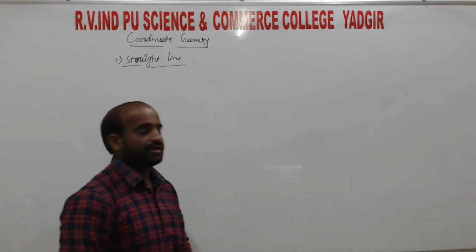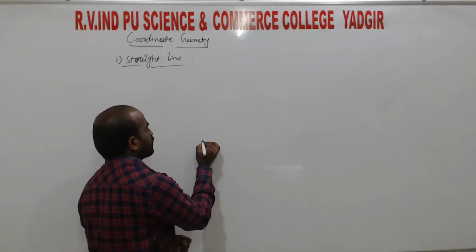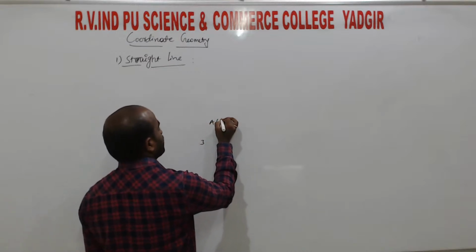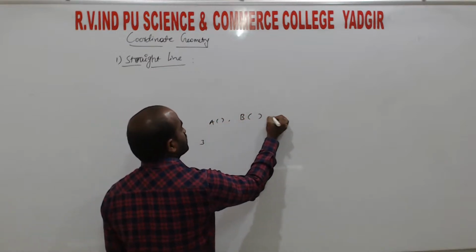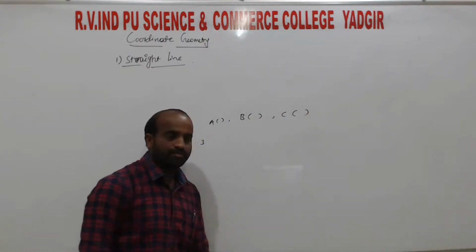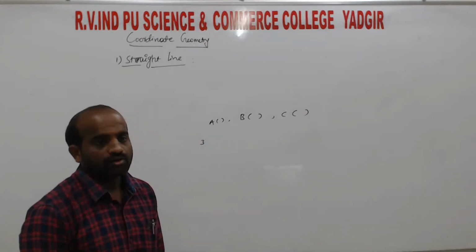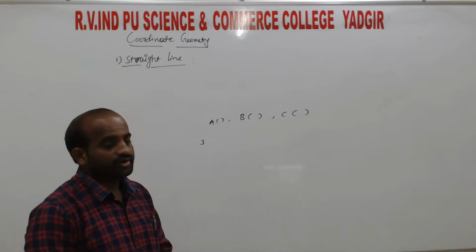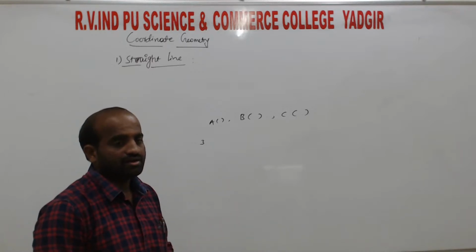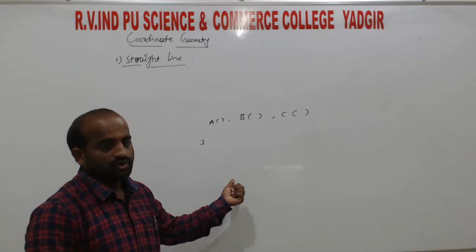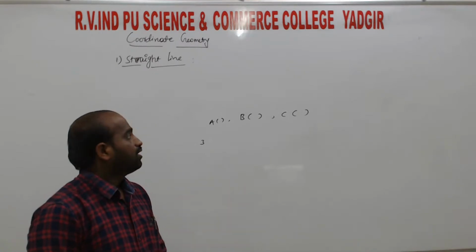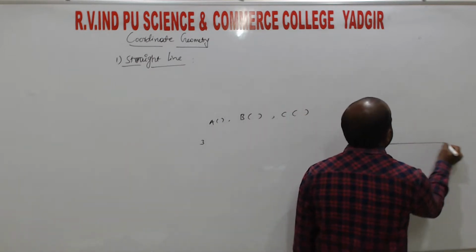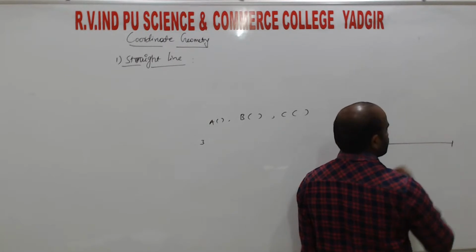You know this already. 3 points are given, A point, B point, and C point. Show that they are collinear. Which formula do you have to use? Using the distance formula you first have to show collinearity. How to find this? If the sum of two sides is equal to the other side, then the 3 points are collinear.